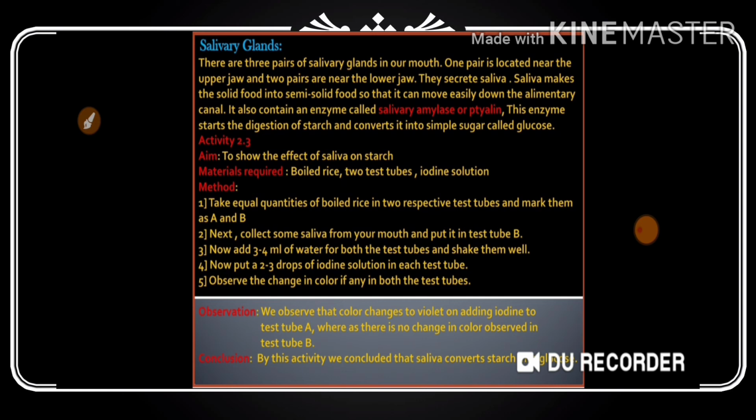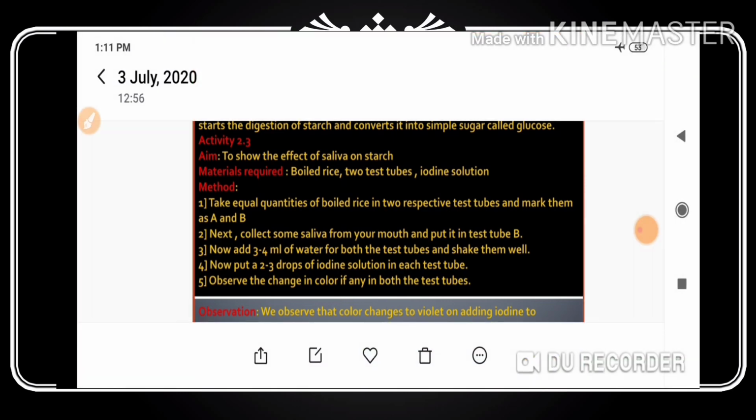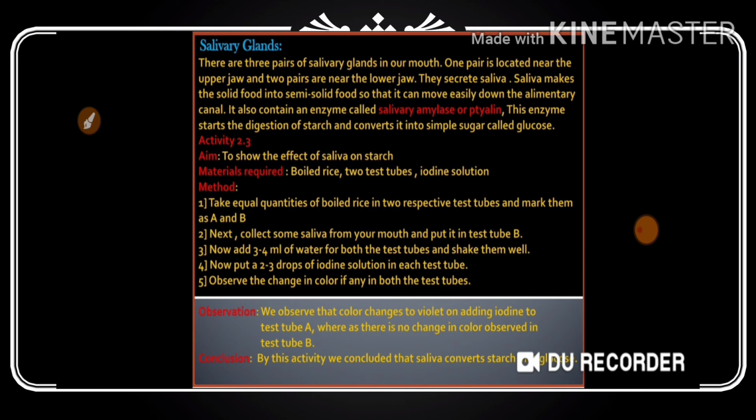Then the saliva converted the starch in the boiled rice into sugar. That's why there is no change in the color in test tube B. Got my point? This is the effect of saliva on starch in test tube B. There is no effect in test tube A because it does not contain any saliva, only rice and water. By adding iodine solution, the color changes, but there is no conversion of starch into glucose in test tube A.